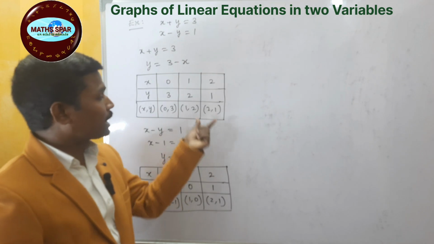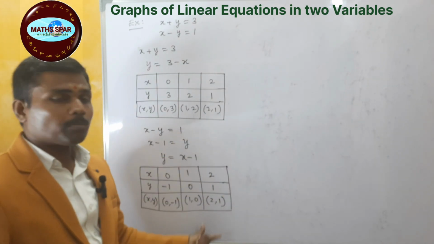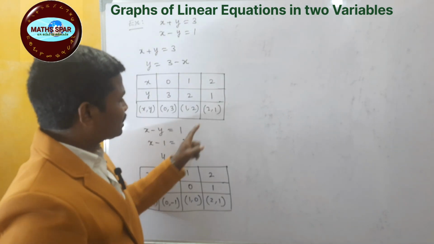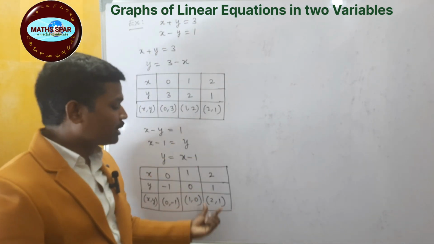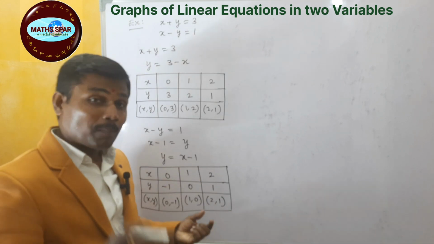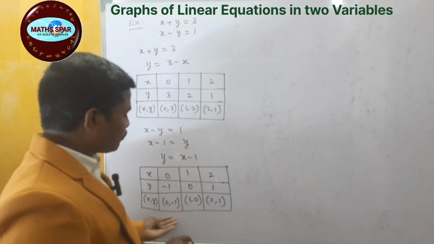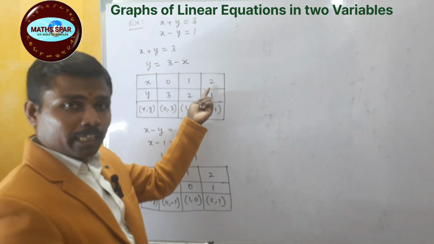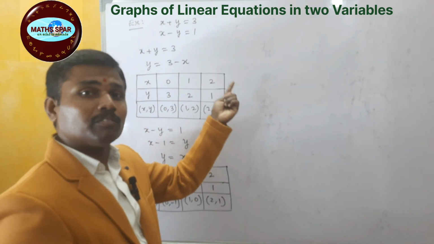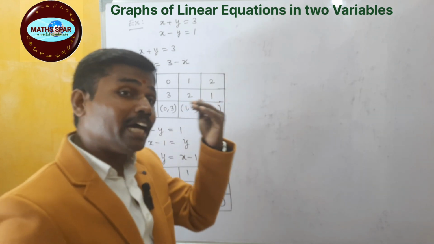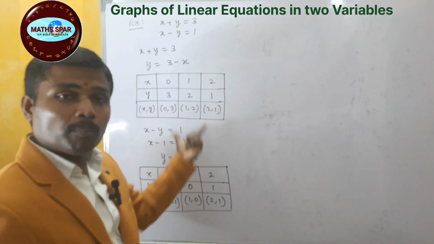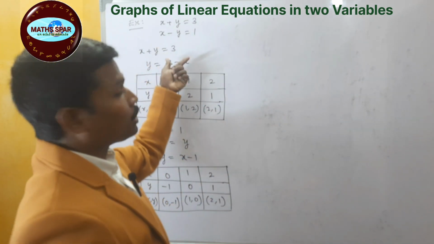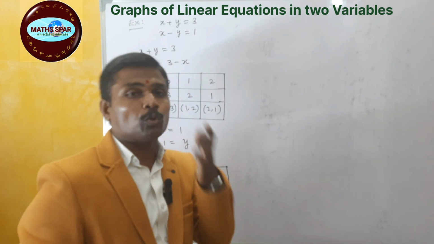Now I can directly say that 2 comma 1 is the common point in both. So the solution for these two equations is 2 comma 1, as the point of intersection will be 2 comma 1. But what if no point comes till here? Then you should try for minus 1, minus 2, minus 3, plus 3, plus minus 4, plus 4, where you are getting a common point. That common point is the solution for the given two equations in two variables.